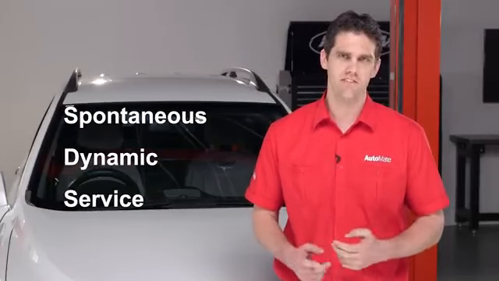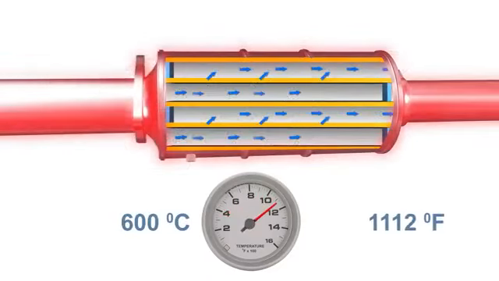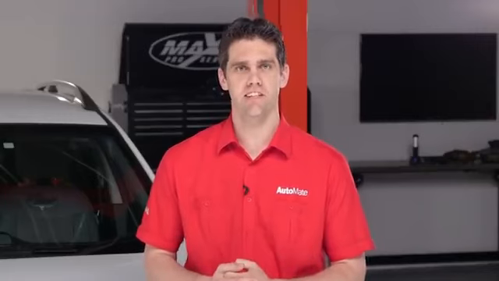There are three types of regeneration: spontaneous, dynamic, and service. Spontaneous regeneration occurs when the DPF reaches 600 degrees Celsius or 1112 degrees Fahrenheit. If a spontaneous regeneration does not occur and the ECU calculates that the DPF has reached its storage capacity, a dynamic regeneration is initiated.